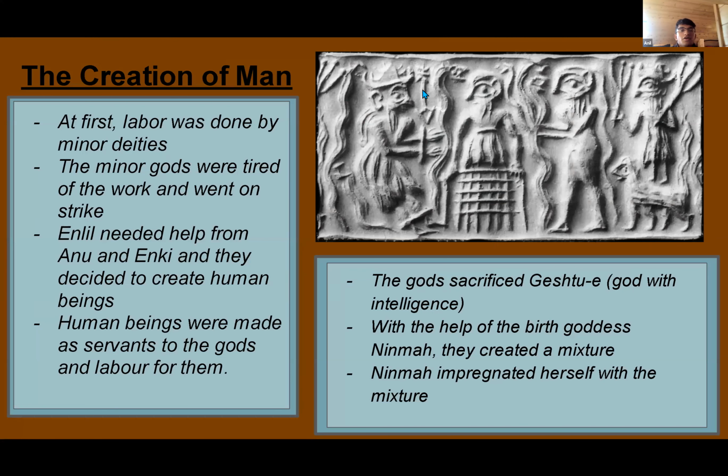So in this slide, we're going to talk about the creation of man. At first, before there were men, labor was done by the minor deities in order to serve the major deities. They were initially digging ditches and working in the farms. But the minor gods were tired of the work and they went on strike. So they decided to burn their tools and surround the temple of Enlil.